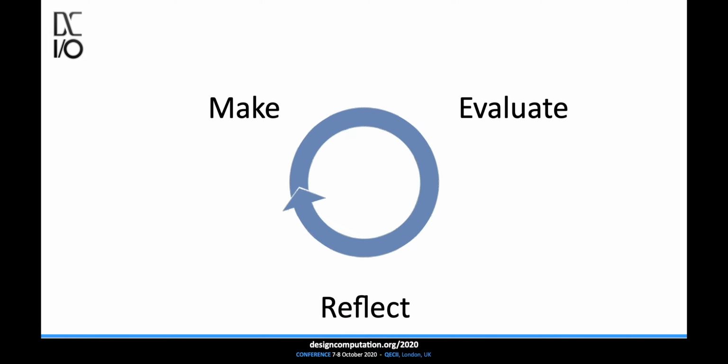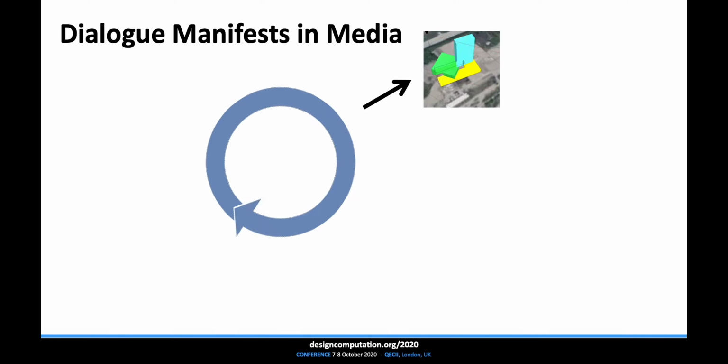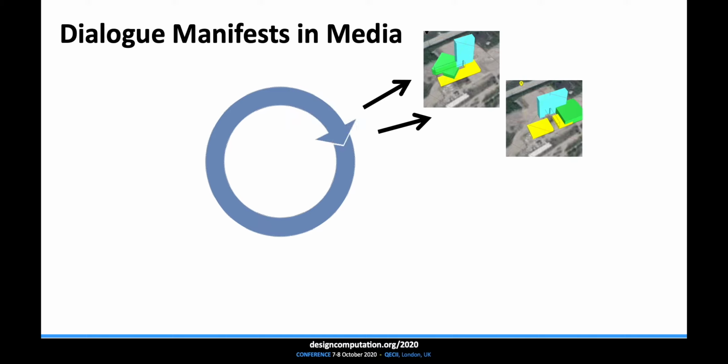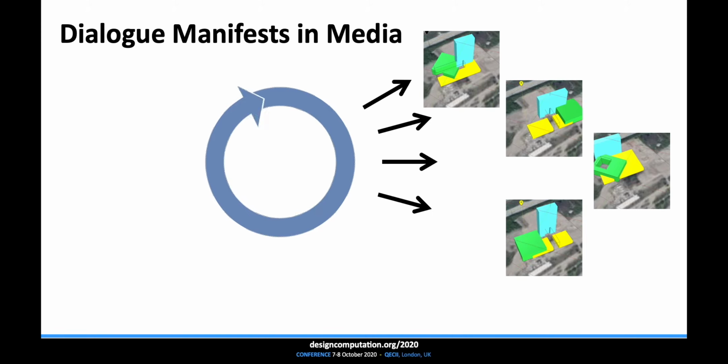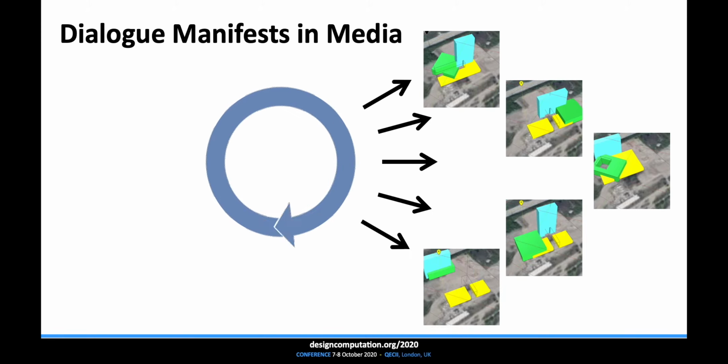Iteration elaborates as three parts. Designers make things, they evaluate them, and they reflect on their action in each of the iterative cycles of design. We call such iteration design dialogue. Design dialogue manifests in media. In each iteration, designers produce designs and they view designs. They compare designs, they contrast them, and they edit them.